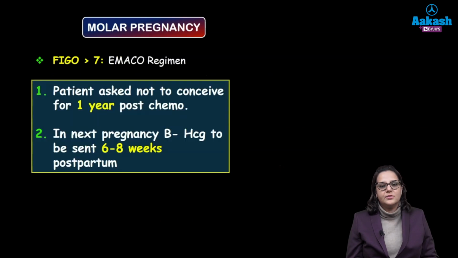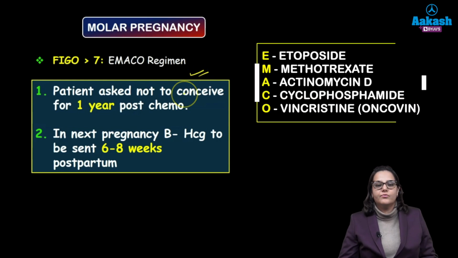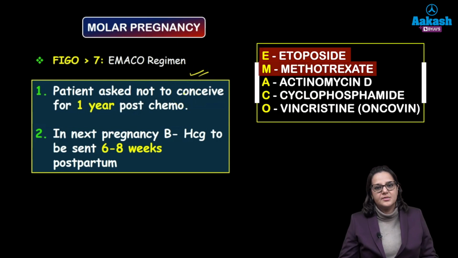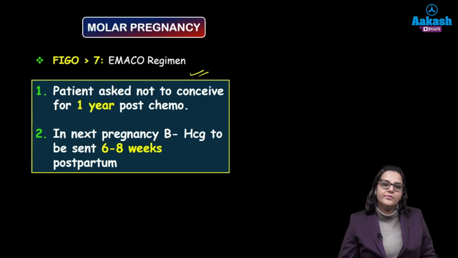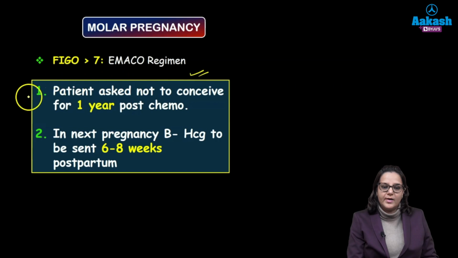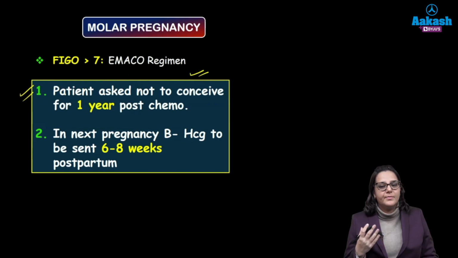If the FIGO scoring is more than 7, then we go for the EMACO regimen. Okay, E is for etoposide, M is for methotrexate, A is actinomycin, C is cyclophosphamide, and O is vincristine or oncovin. Okay. Now, if the patient is on chemotherapy, she is asked not to conceive till 1 year post chemotherapy because there are increased chances of miscarriages in these patients and malformations.